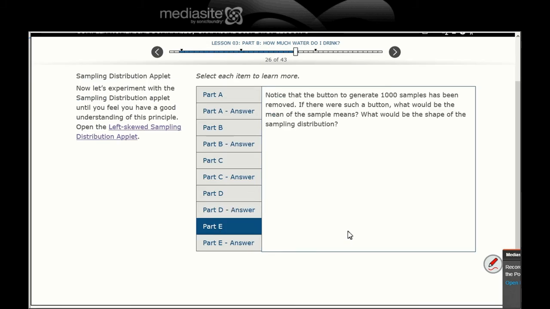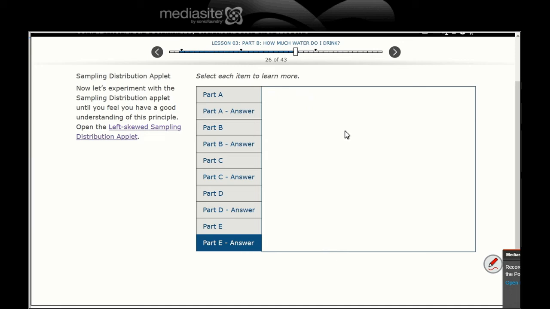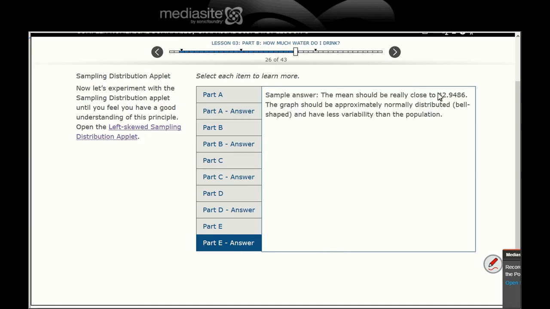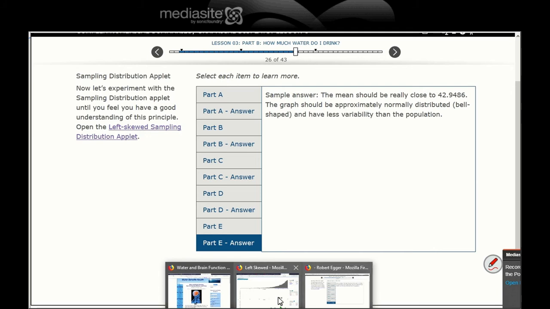Notice the button for 1,000 has been removed. If there was such a button, what would we have? What would be the mean of the sample means? What would be the shape of the sample means? Don't know what it'd be, but it'd be much closer to the actual mean.